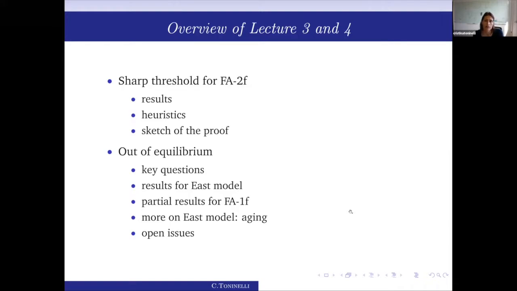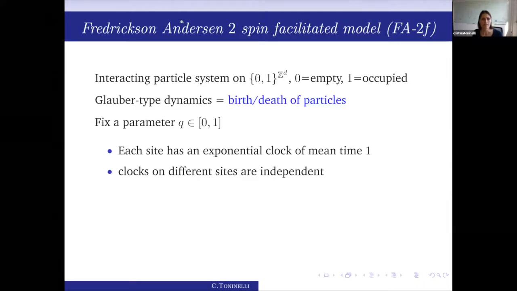Then in the third and fourth lecture, depending on how long I took for the previous subject, I want to discuss a more recent result, a sharp threshold for the first model that I will introduce today, the Fredriksson-Anderson two-spin facilitated model. And I hope I will have a lot of time also to discuss the out-of-equilibrium dynamics for these models, because that is where there are most open issues. So let's get started with the first model.